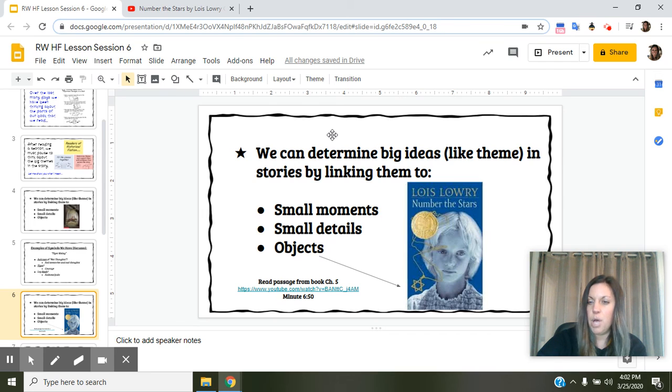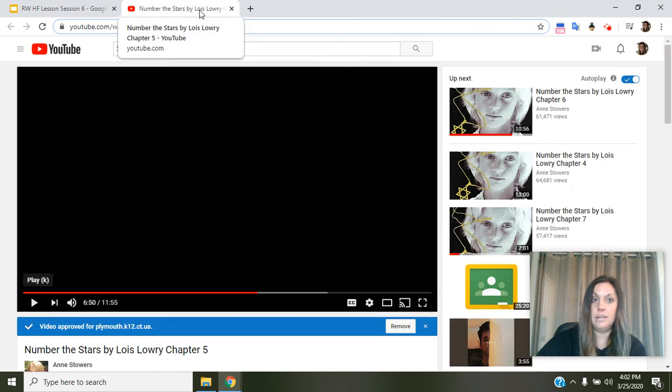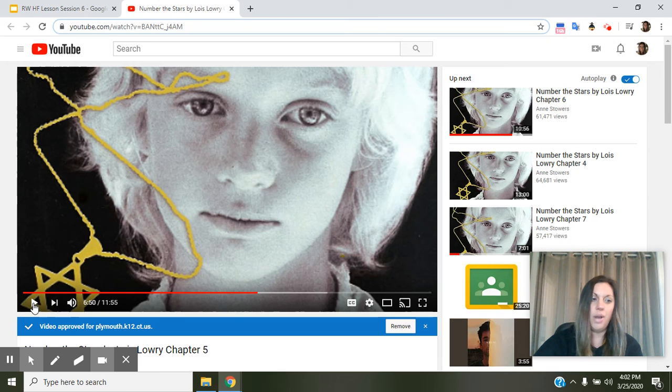Small details, these small parts. It was when the soldiers were about to enter Anne Marie's room and she was trying to get Ellen's necklace off of her neck. So I have it right at the part I want you to listen to. So hopefully you can hear this.